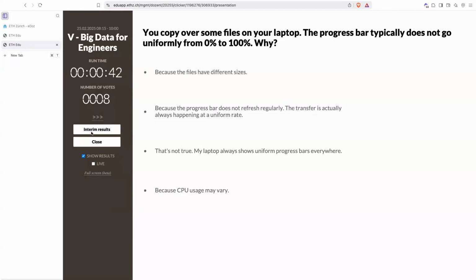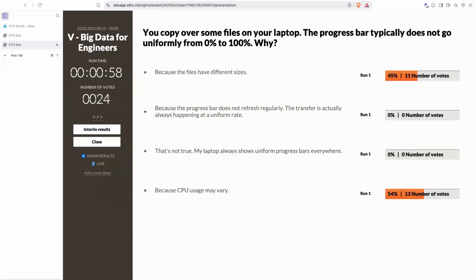The CPU is the processor of the computer where the computations happen. Central processing units. All right. So let's see. Aha, there is almost a tie between the two.